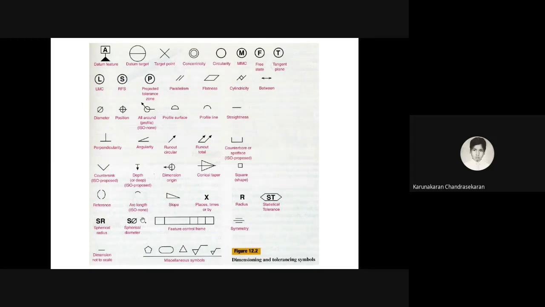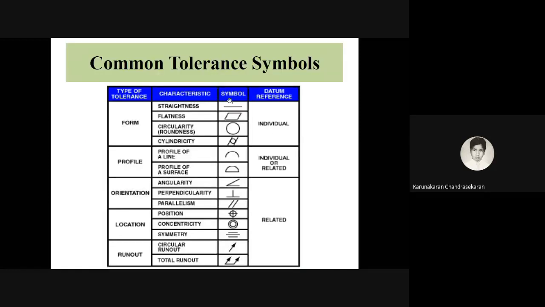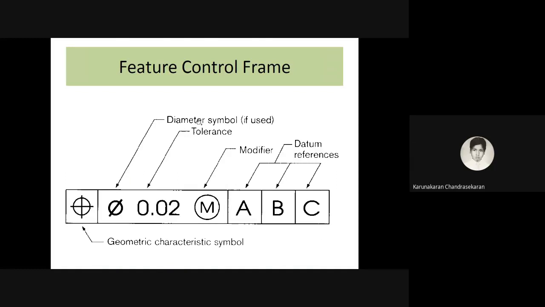And this is a very important part: the feature control frame. This is where we have seen the first drawing. Some of the positions they have mentioned, some they have mentioned A, B, C, and so on. So this particular feature control frame we will use to define the exact reference of that particular hole or a point on which the component is getting placed. So this is a brief of your common tolerance symbols with reference to form, profile, orientation, location, and runout. So this is the feature control frame.